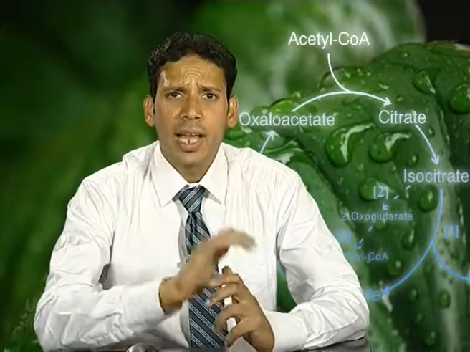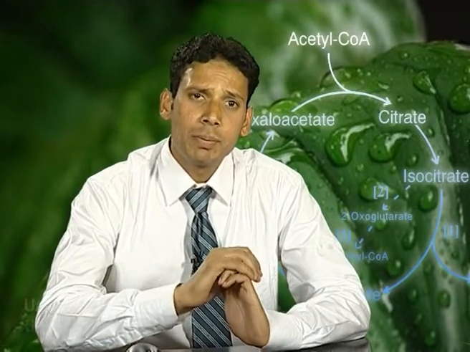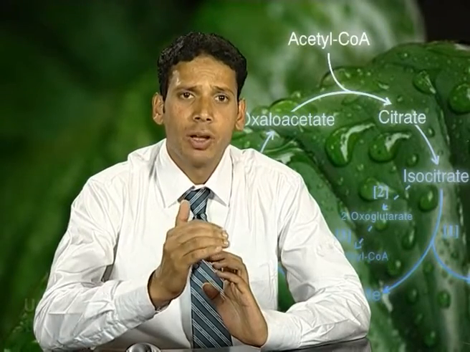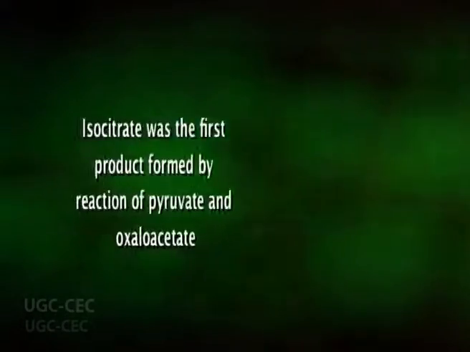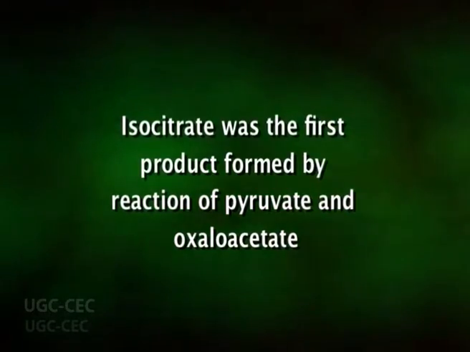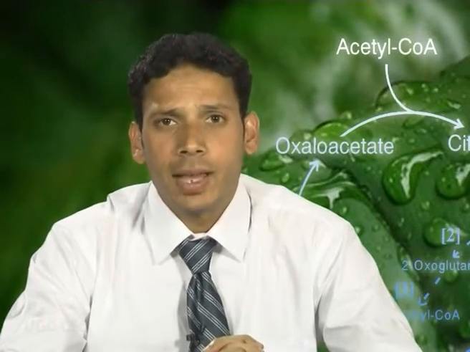The citric acid cycle is also called the tricarboxylic acid cycle, because for some years after Krebs postulated the cycle, it was uncertain whether citrate or some other tricarboxylic acid such as isocitrate was the first product formed by reaction of acetyl coenzyme A and oxaloacetate. An overview of the TCA cycle.